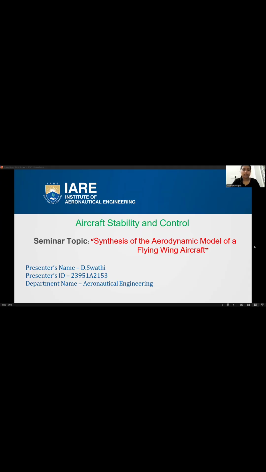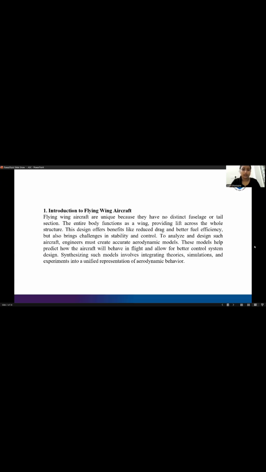Introduction to flying wing aircraft. Flying wing aircraft are unique because they have no distinct fuselage or tail section. The entire body functions as a wing, providing lift across the whole structure. The design offers benefits like reduced drag and better fuel efficiency, but also brings challenges in stability and control.